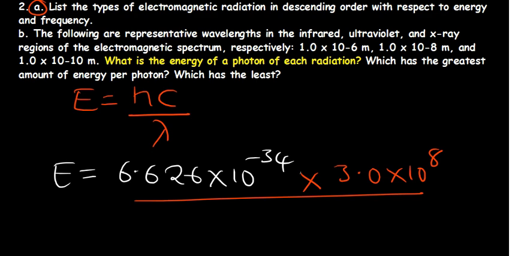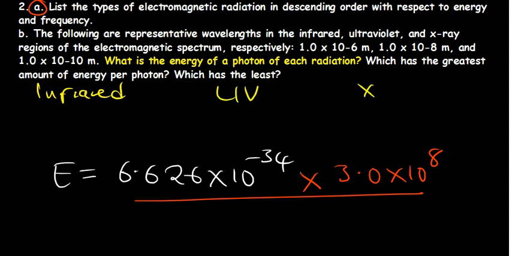So to save on space, what I'll be doing is, we know that formula already, so we have infrared there, we'll write the answer there, and then we have the UV, and then we'll have the X-ray. So we'll just be plugging in the value of the wavelength. So beginning with the very first one, 1.0 times 10 to the power negative 6, that is for infrared.